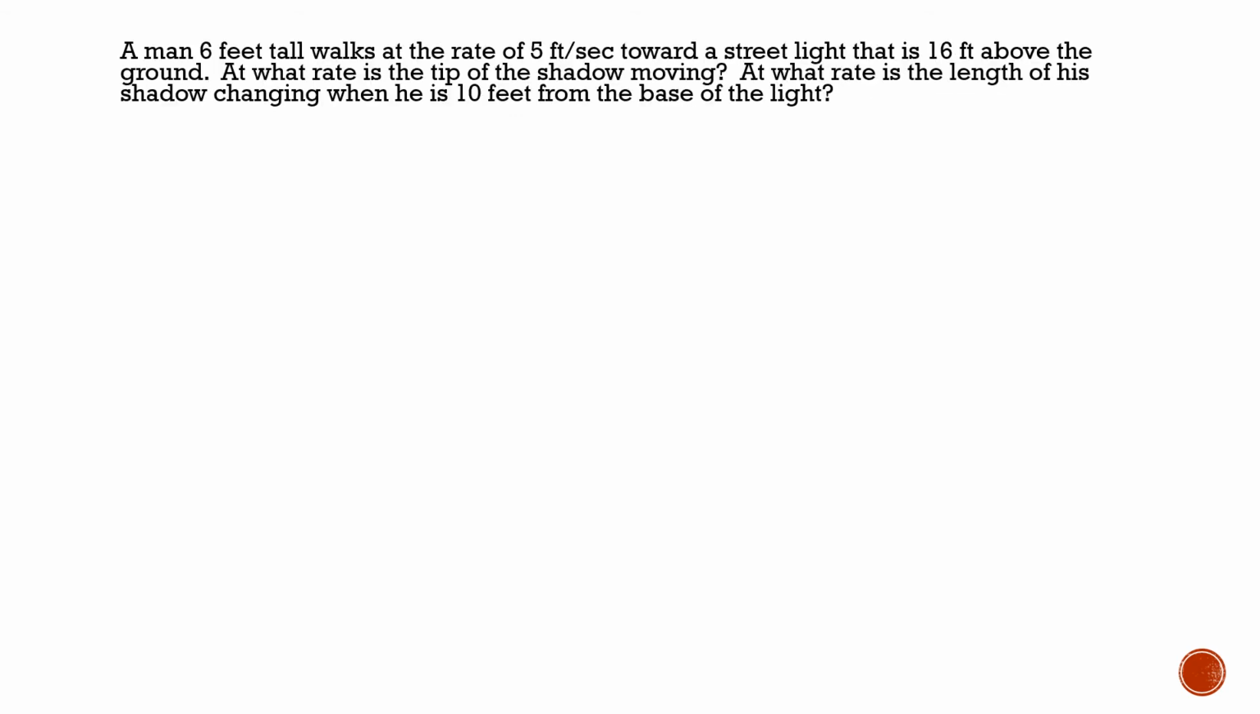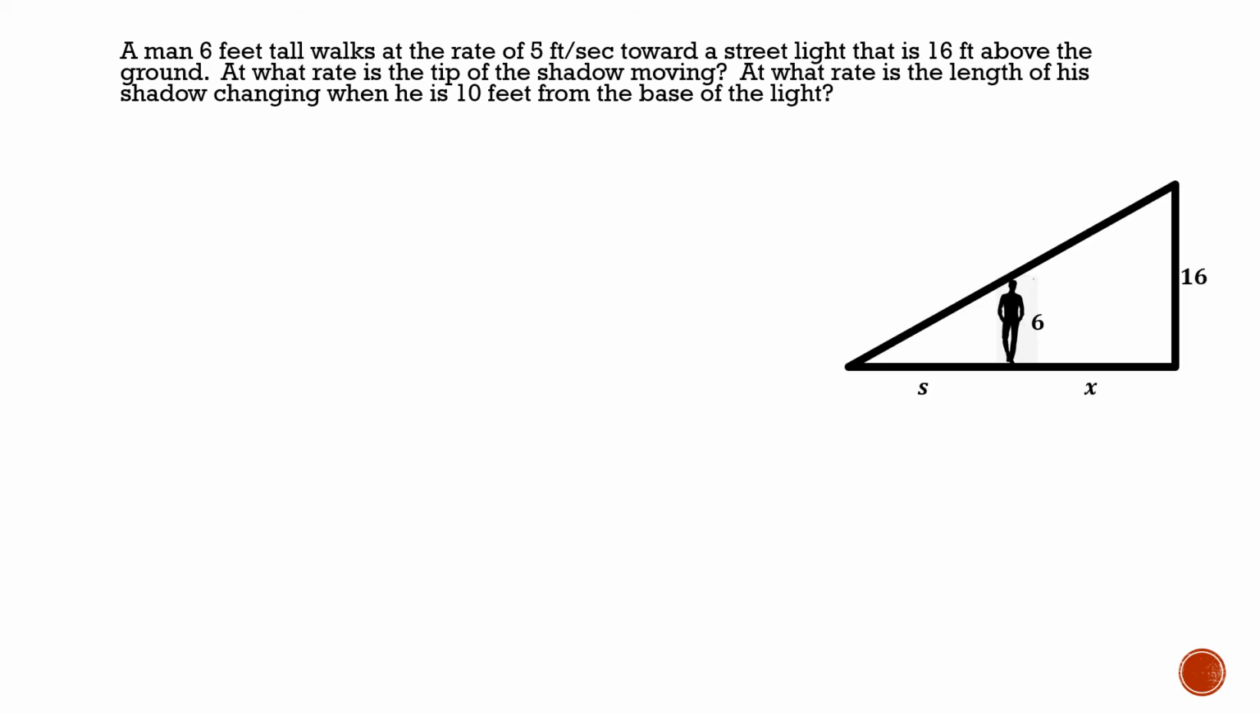A man 6 feet tall walks at a rate of 5 feet per second towards a street light that is 16 feet above the ground. At what rate is the tip of the shadow moving? At what rate is the length of his shadow changing when he is 10 feet from the base of the light? Alright, so that's my little picture.